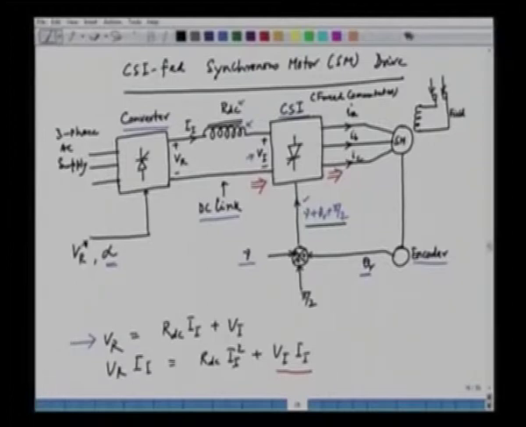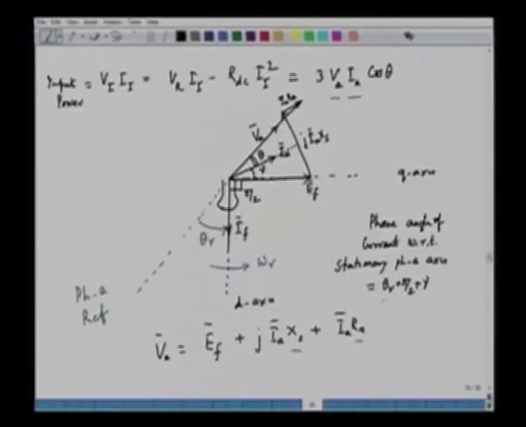Of course, the actual currents are IA, IB, IC, and once we find the phase angle with respect to IA, we can find it with respect to IB and IC also, because phase B and phase C are shifted from phase A by 120 and 240 degrees respectively. So, the phase angle of the current phasor with respect to the stationary phase axis is theta r plus pi by 2 plus gamma.